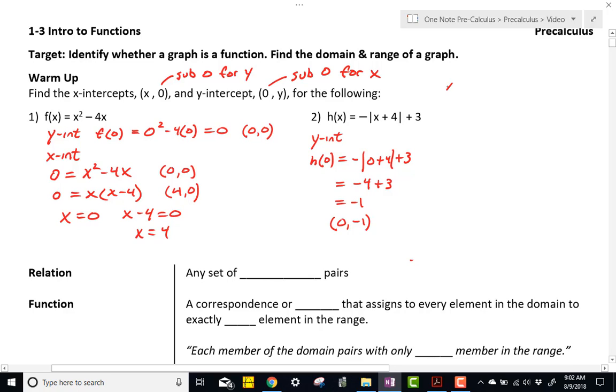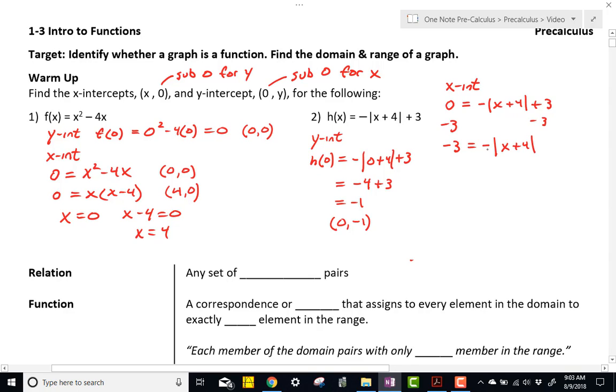X-intercept, I'm going to start up at the top here. We might need a little extra room. X-intercept here, we're going to do 0 on the left equals negative absolute value of x plus 4, and then plus 3. So I need to solve for x. So when I go to do this, we're going to subtract 3 on both sides. We're going to end up with negative 3 equals negative absolute value of x plus 4.